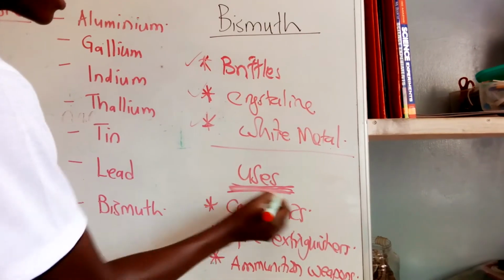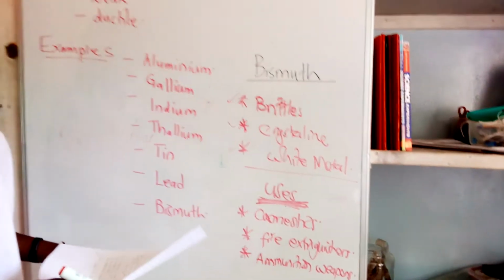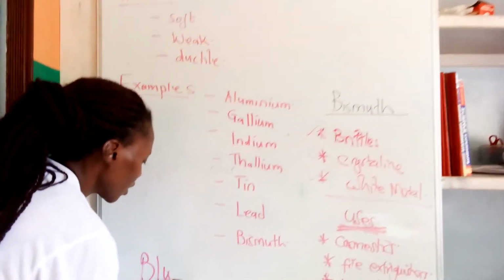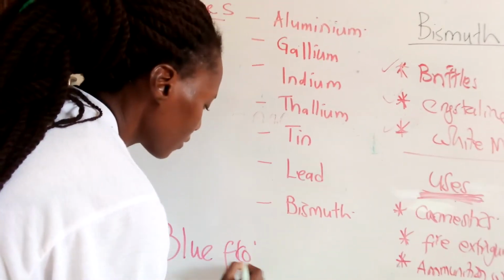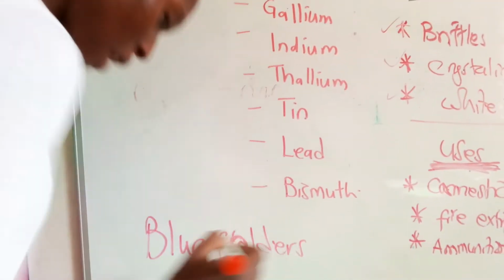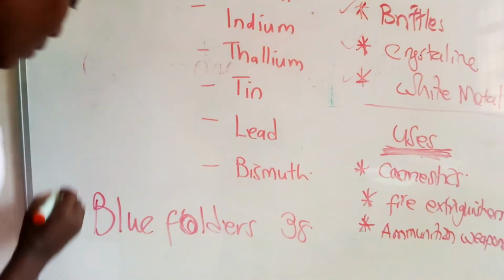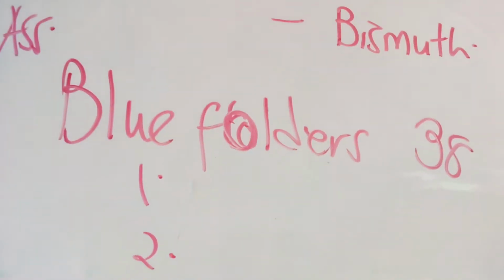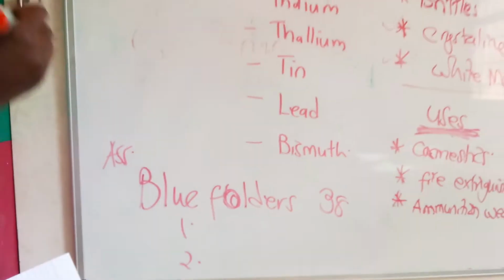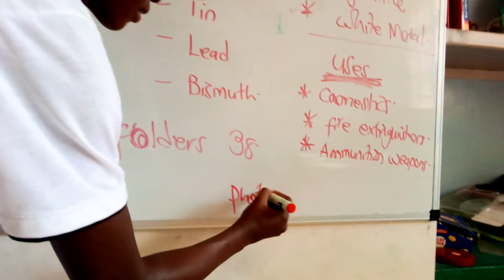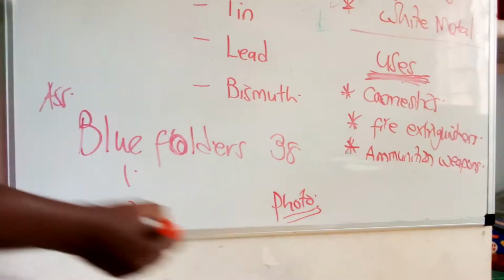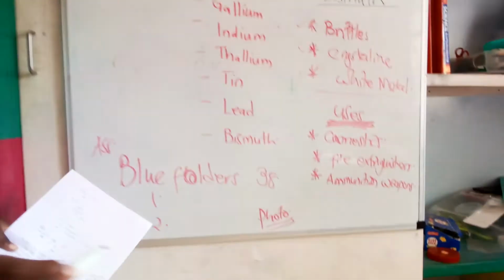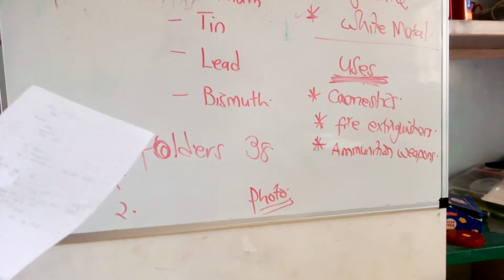If you're done with this, this is the next thing that we are going to do. We have our assignment in the blue folders. Check the blue folders that I gave to you. On page 38, that is our assignment. You do number 1 and number 2. After you fill in number 1 and number 2, you're supposed to take a photo of the work, and then send it on Class Dojo. It is work on poor metals or main group metals.